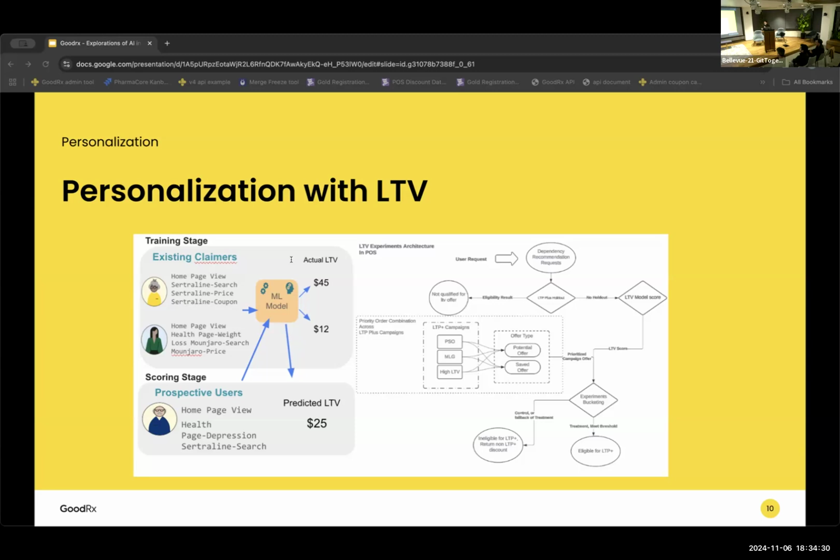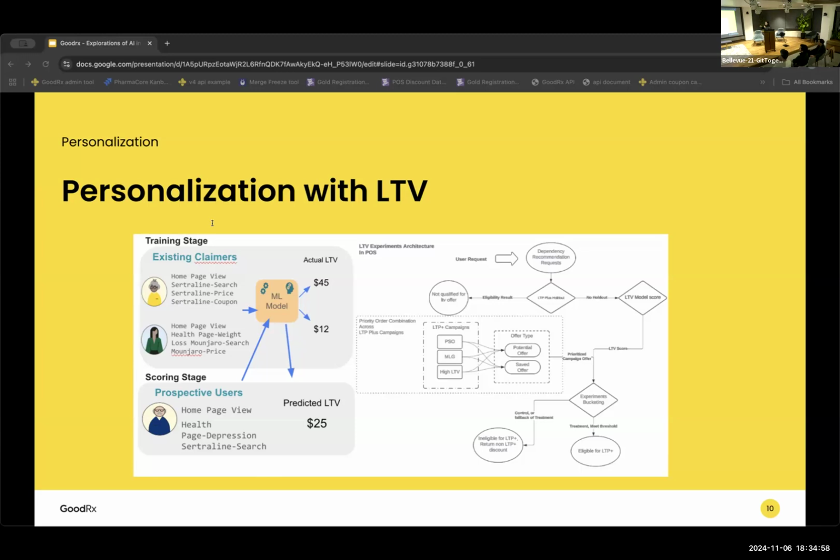So LTV in this case resolves the problem where users don't have high LTV scores, because recently they don't have enough behavior, but it doesn't necessarily mean we cannot do the prediction, right? So by using LTV to predict prescriptions, that is how it works.